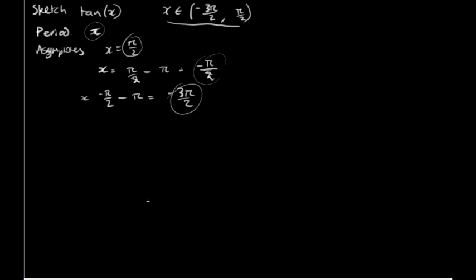Our x-intercepts are going to occur midway between the asymptotes.